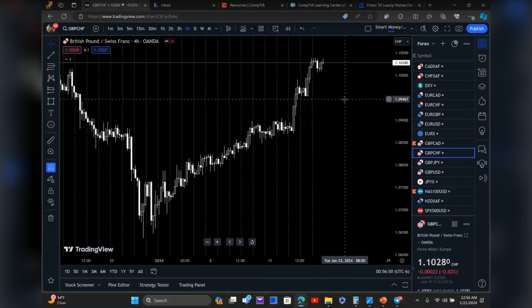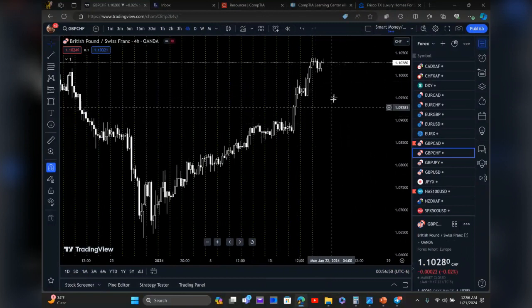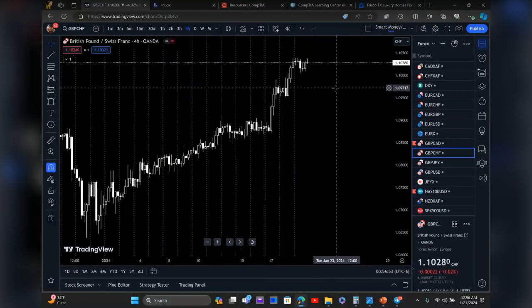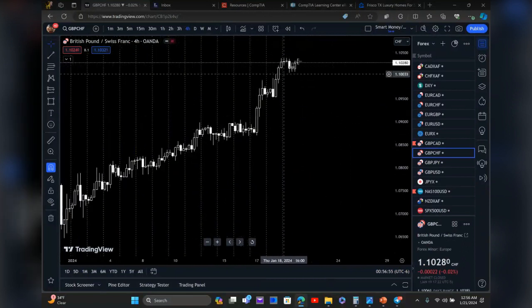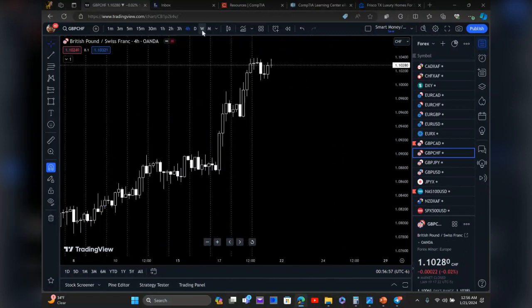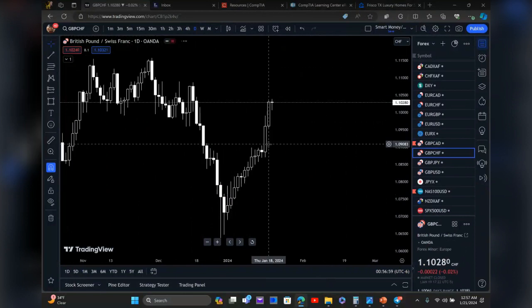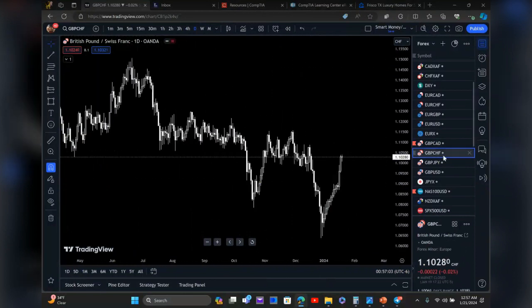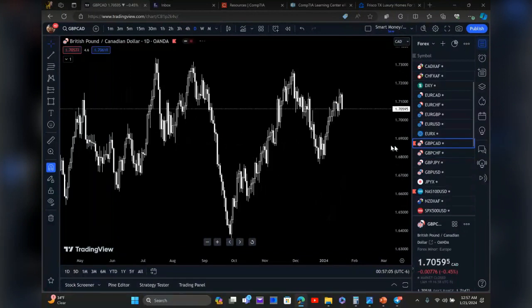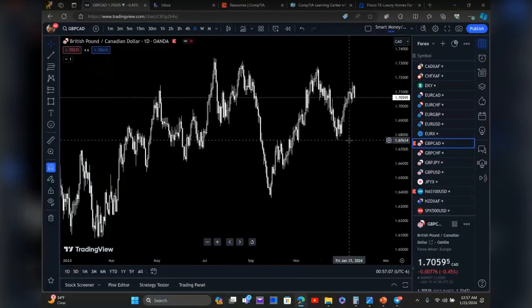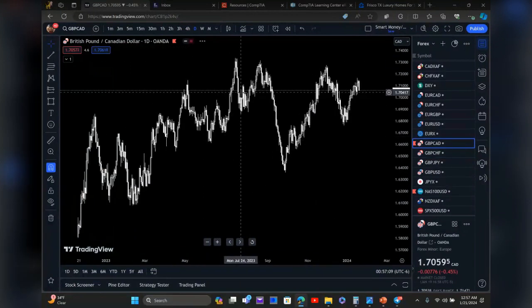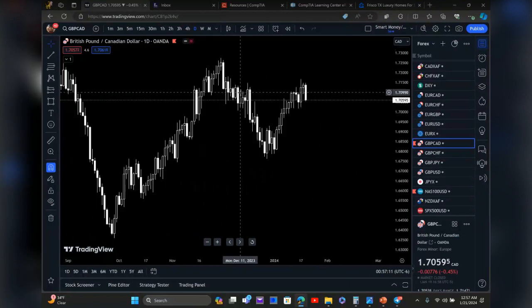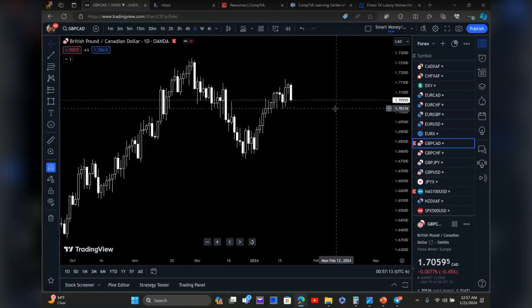All right, so even here on the 4 hour, there's nothing really standing out to me on GBP CHF right now. All right. So we're going to come back in a few days and see what GBP CHF looks like. GBP CAD, like I said, the overall trend is bullish. Nothing I see there.